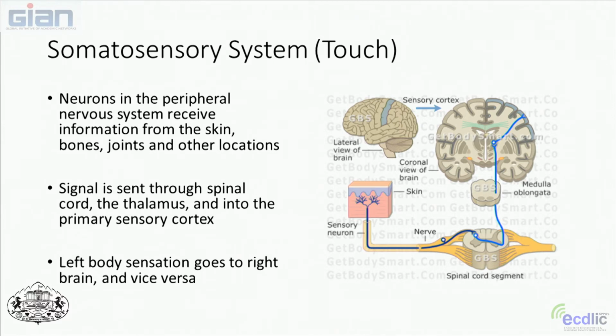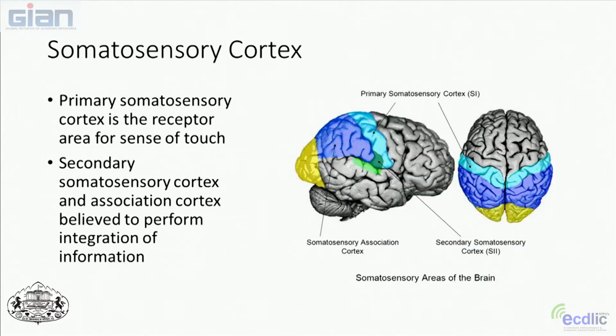You can see this picture here, which shows a sensation in the skin. It's sent as a nerve impulse up through the spinal cord, and it passes through the medulla oblongata in the spinal cord and through the thalamus and into the sensory cortex. And as with the other regions, we have a primary somatosensory cortex, and it's the receptor area for touch. You can see it here in the lighter blue.